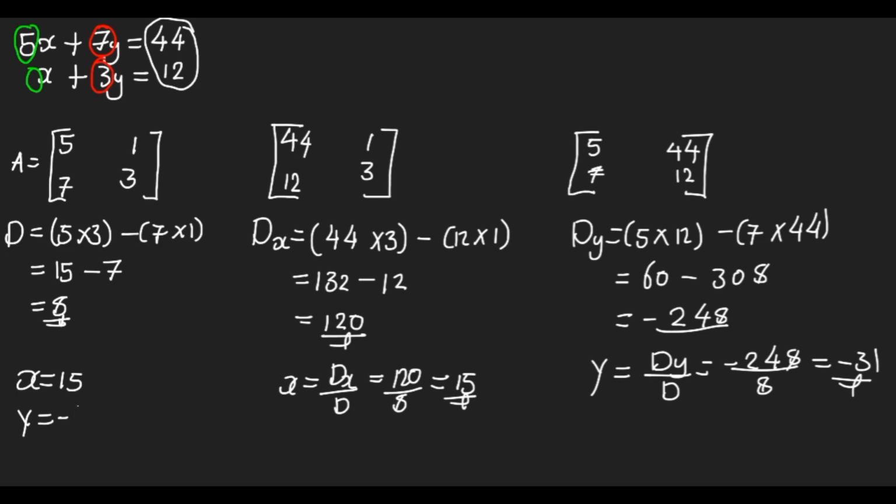So that is it. As you can see, it's simple and direct. So this is how you can find the solutions for linear equations using Cramer's rule on matrices.